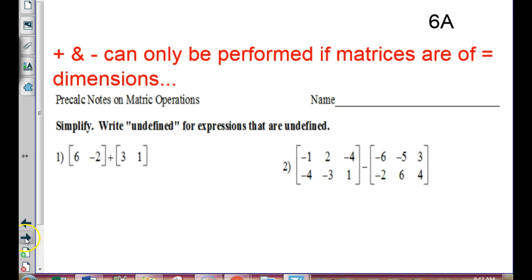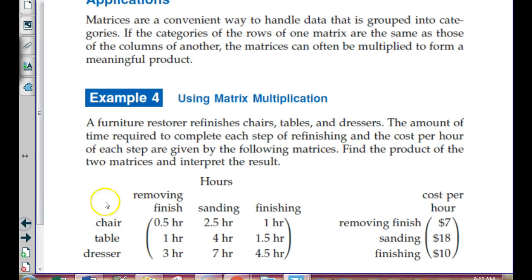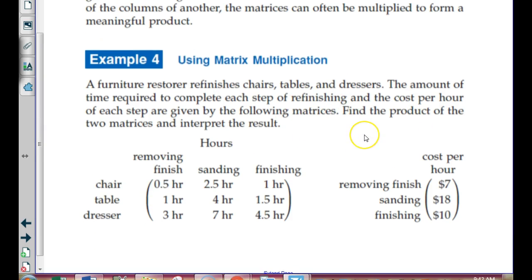So a matrix is just an organized set of numbers. Let me show you one. This is a word problem from a book about a furniture restorer who's refinishing chairs, tables, and dressers, the amount of time for each step, and the cost per hour. So he organized it: when he does a chair, it takes him a half hour to refinish it, 2.5 hours to sand it, and an hour for putting the varnish on. When he does a table, a dresser, okay?